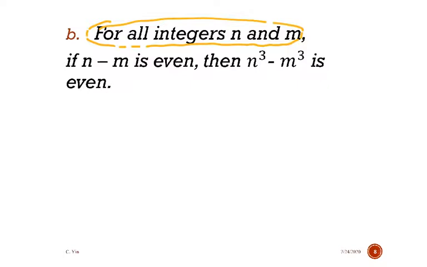Then it says if n minus m is even, then n cubed minus m cubed is even. And what comes after the "then" should be my very final statement. That should be my conclusion. So let's go through and see exactly how you would write that up.